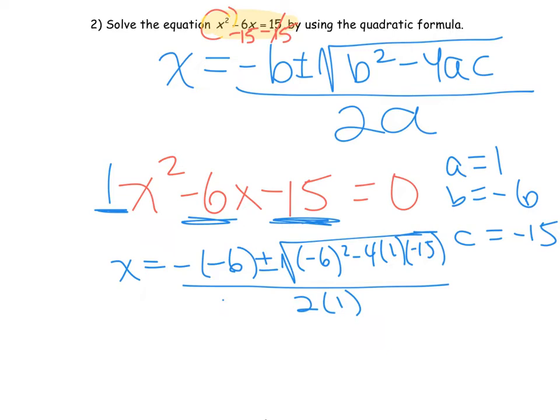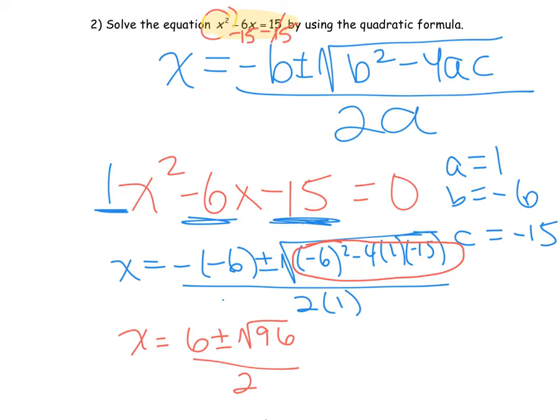I'm going to simplify this a bit. I have x equals 6 plus or minus. You are going to type exactly what is underneath the radical into your calculator. When you do this, you should get the square root of 96 when you put that in directly into your calculator, all over 2. Now, this needs to be simplified completely in simplest radical form, and this will be on your quarterly.